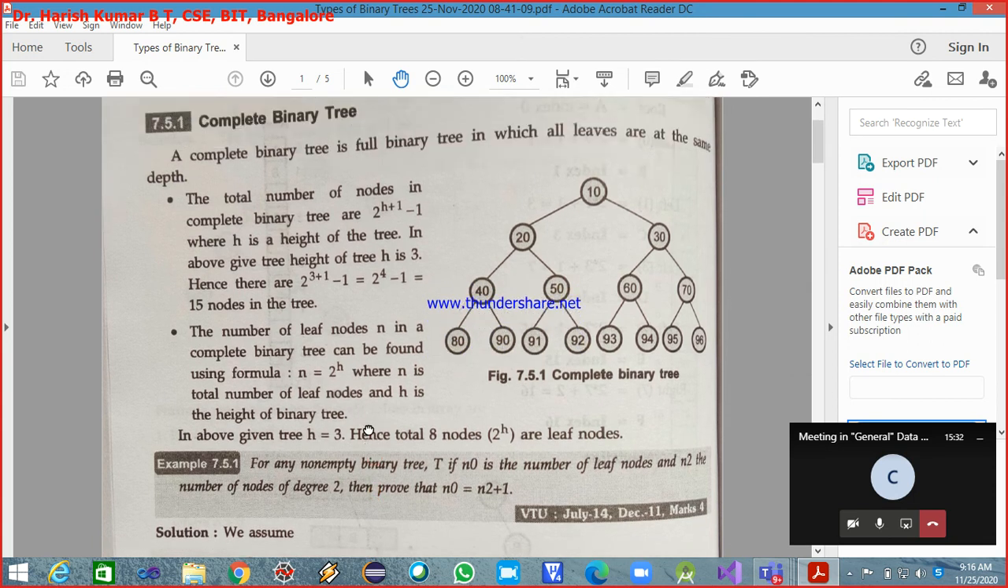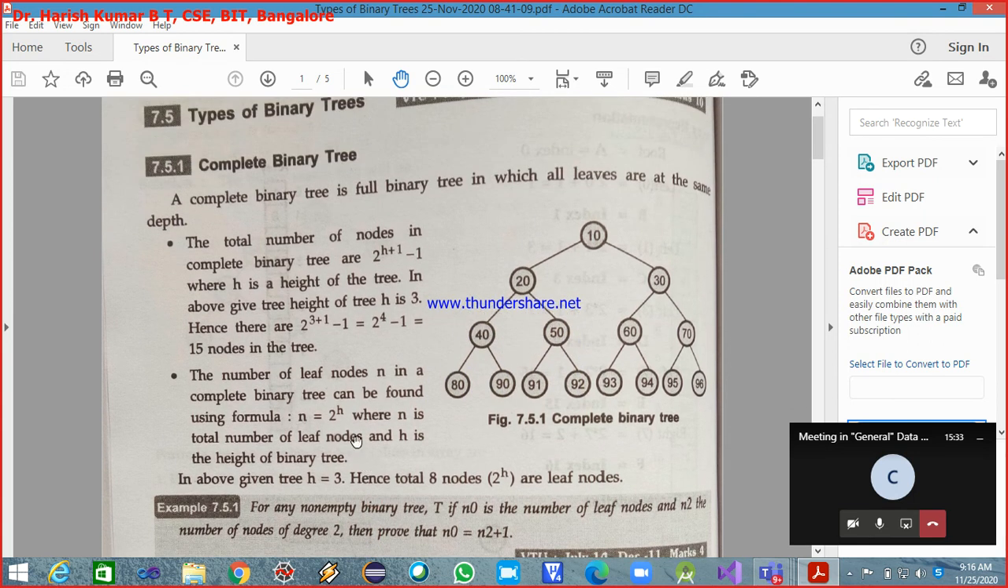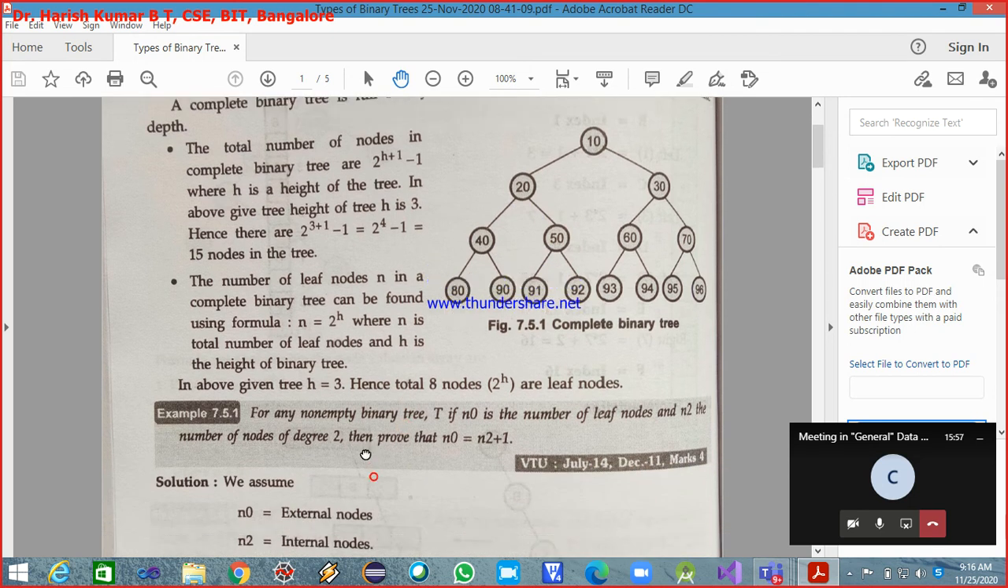Okay. Now you understood that these are the two important properties of a complete binary tree. You understood what a complete binary tree is, how to find the total number of nodes in the complete binary tree, and how to find the total number of leaves in the complete binary tree, in both cases, when you are starting the level from 0 and when you are starting from 1. Okay. So now we have an example also here.